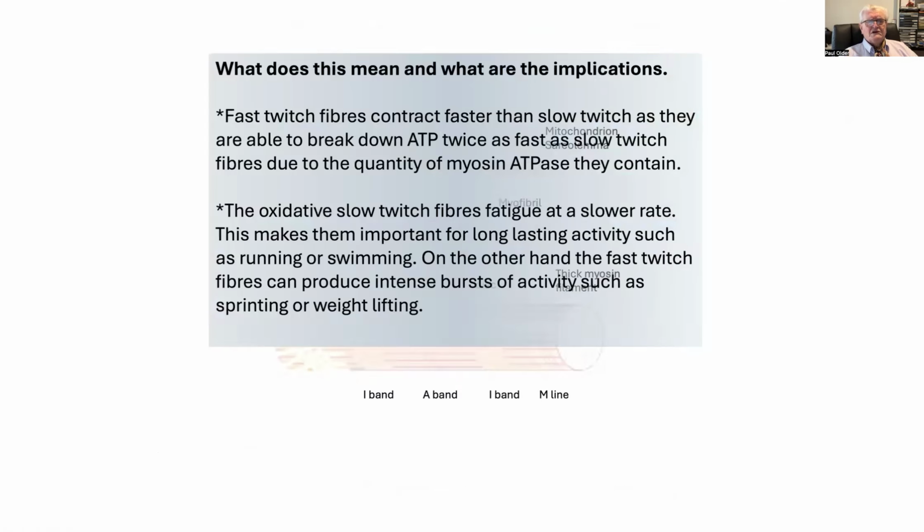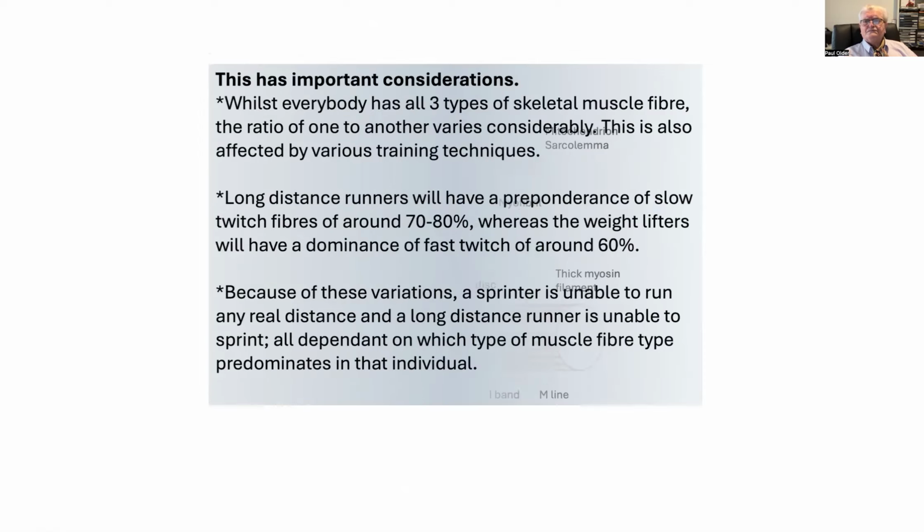But what does all this mean, and what are the implications? Fast twitch fibers contract faster than slow twitch, as they are able to break down ATP twice as fast as the slow twitch fiber, because they have double the amount of myosin ATPase. The oxidative slow twitch fibers fatigue at a slower rate. This makes them important for long-lasting activities such as running or swimming. On the other hand, the fast twitch fibers can reach intense bursts of activity such as sprinting or weightlifting. This has very important considerations.